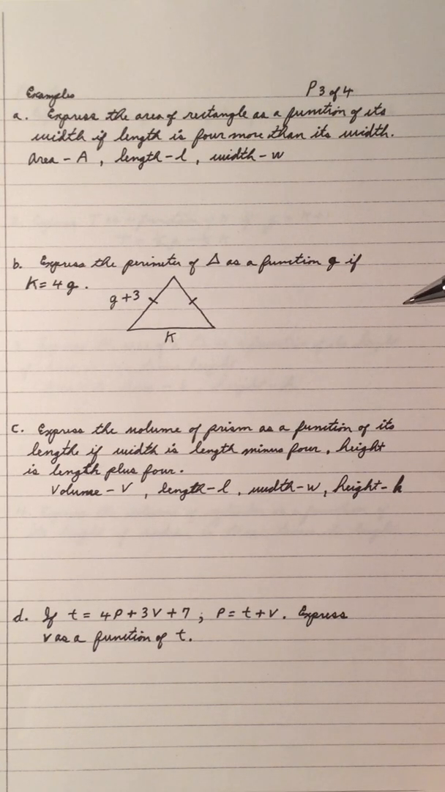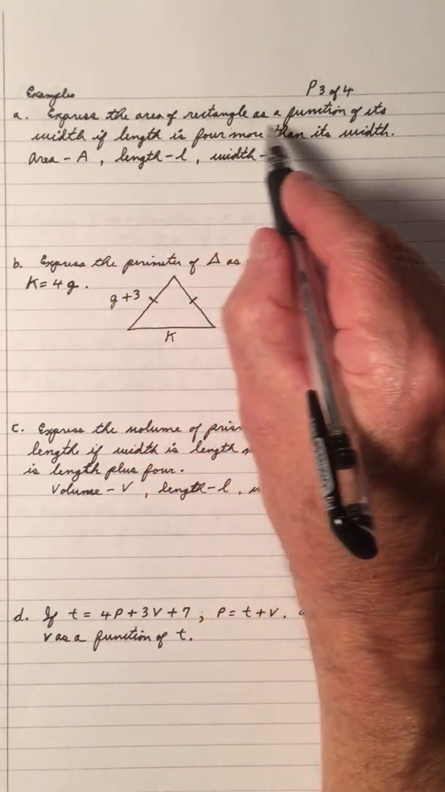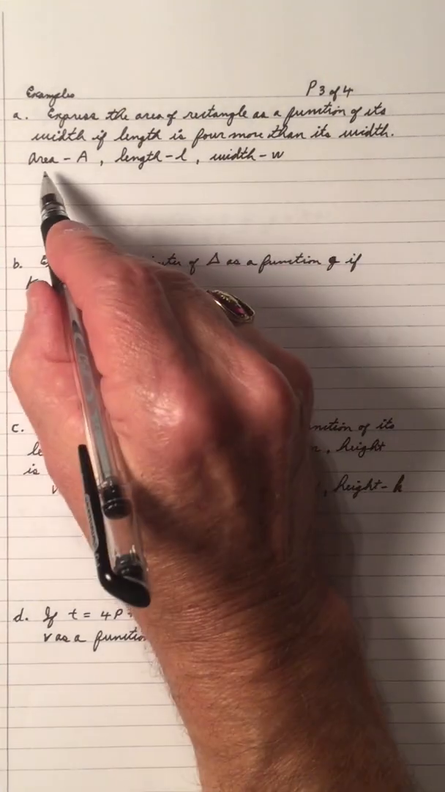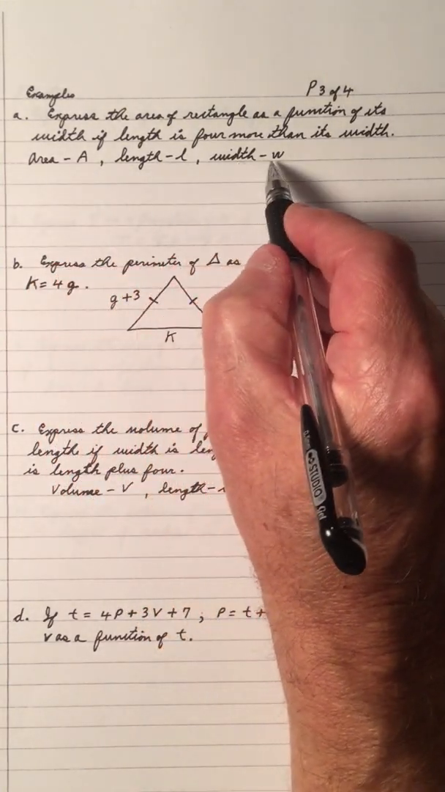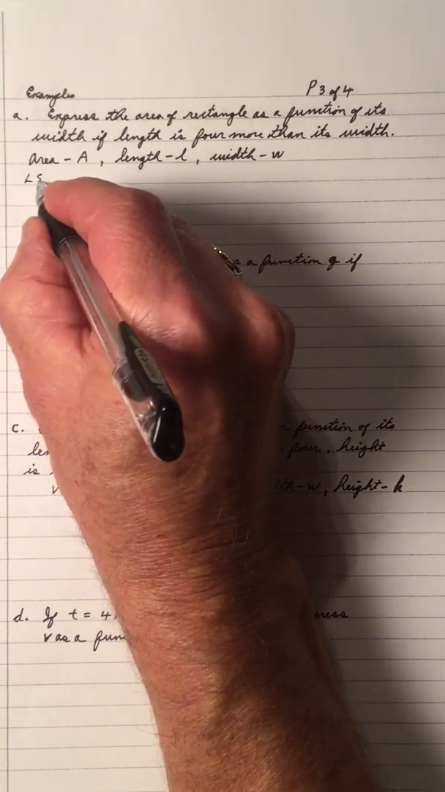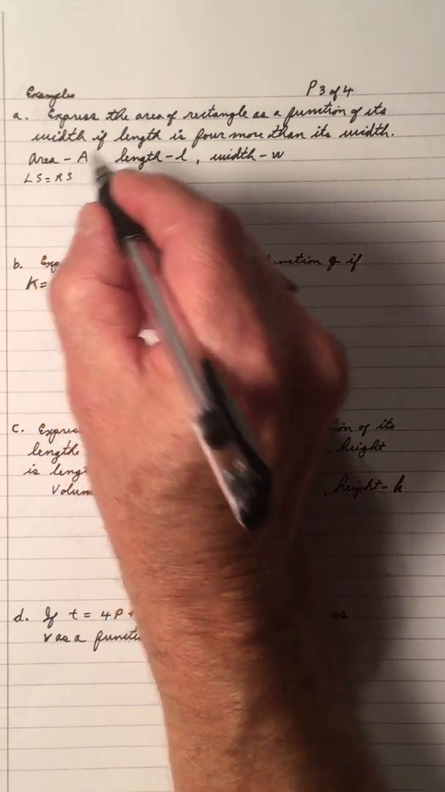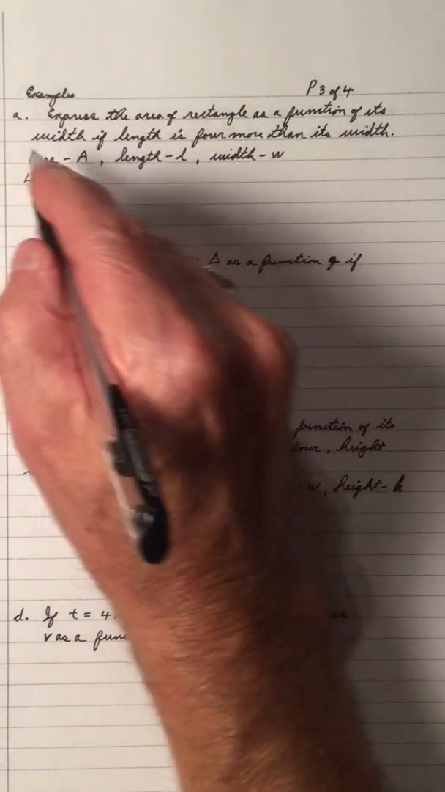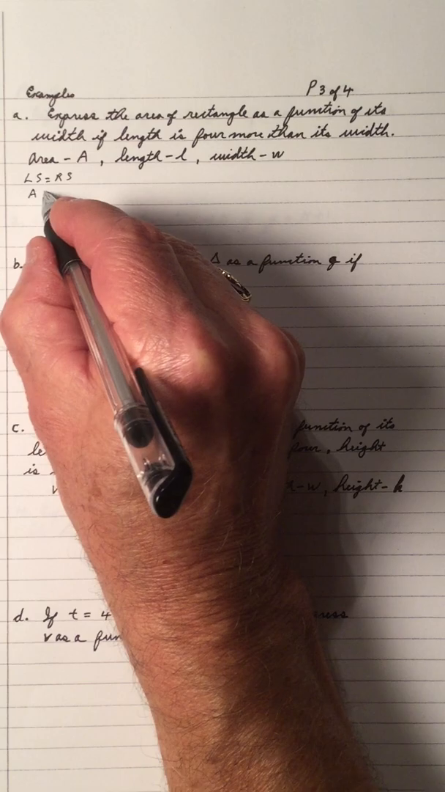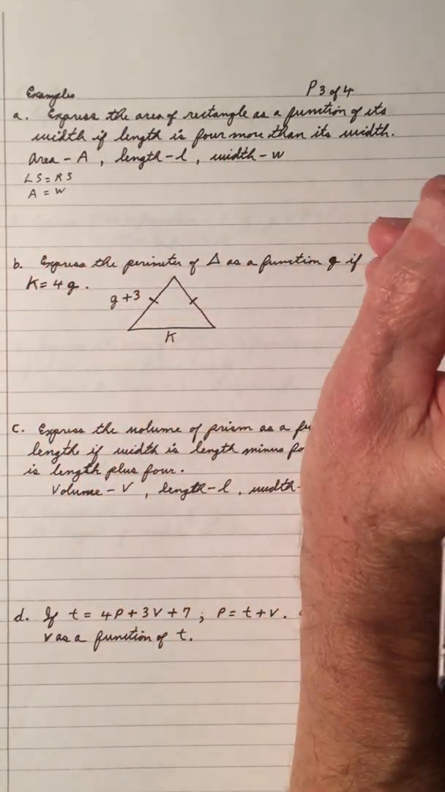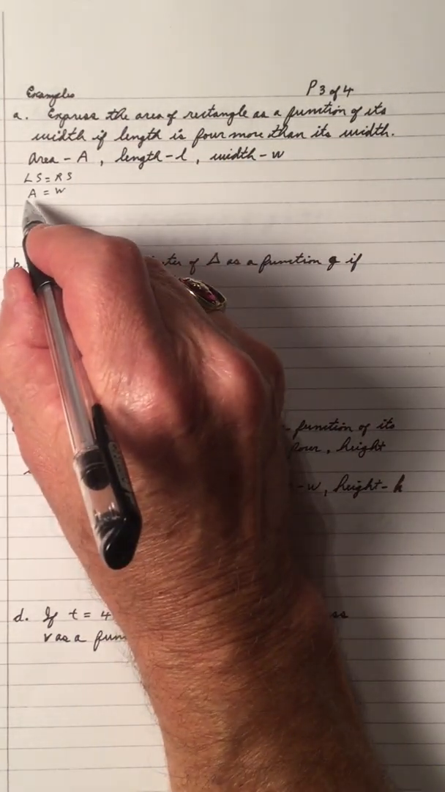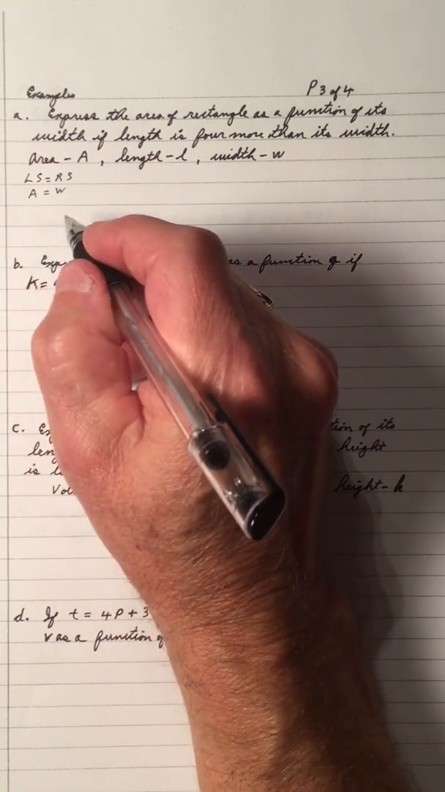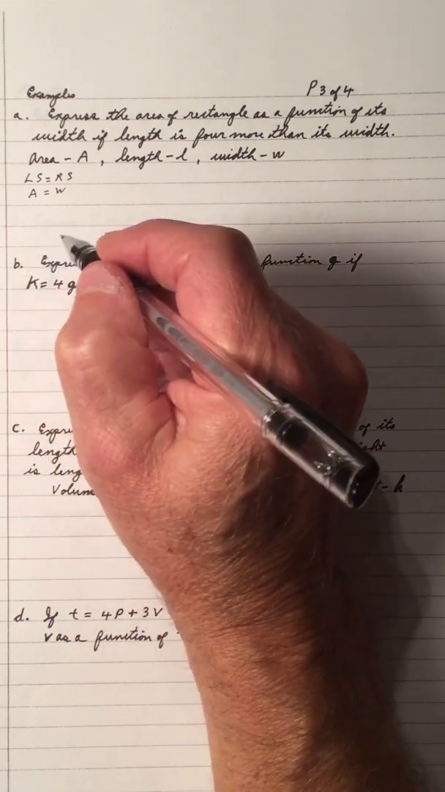So let's do some. Express the area of a rectangle as a function of its width, if the length is 4 times its width. A is area, length is L, width is W. So what we have is a left side and a right side. We want the area of the rectangle as a function of its width. So the area is on the left and the width is on the right. That means there's no length involved in this, so the length has to be filled in.